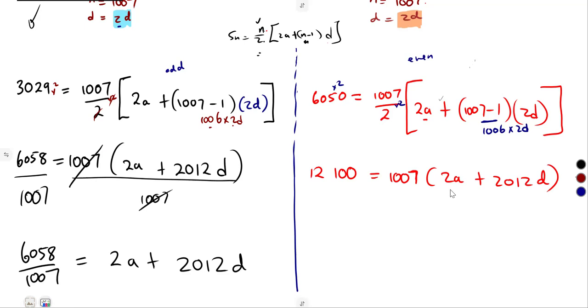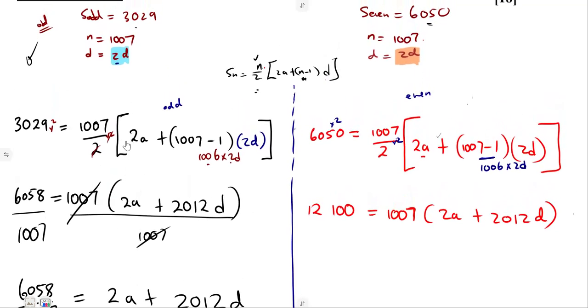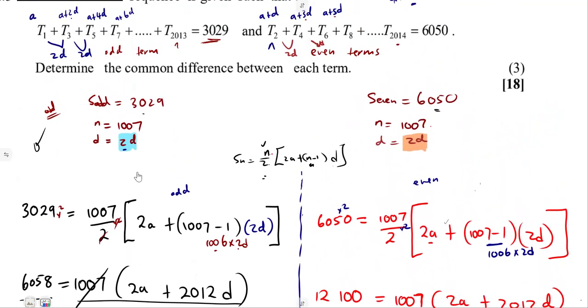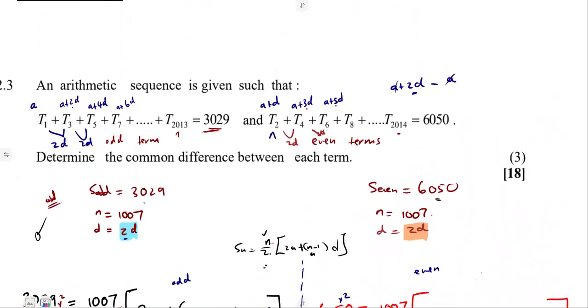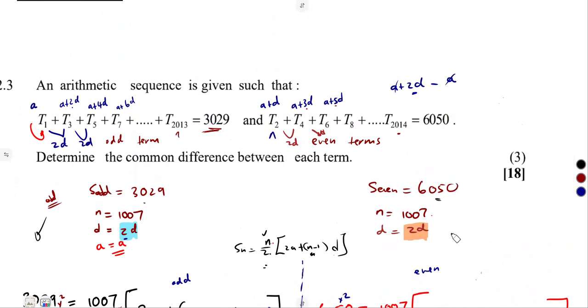Another thing here, guys, about our a. Sorry for that. For the odd terms, our a is okay. Our a represents t1. Our a is equal to a, just like that, because that's our first term t1. But for the even terms, let's correct this, very sorry for this, guys. For the even terms, our a is t2.